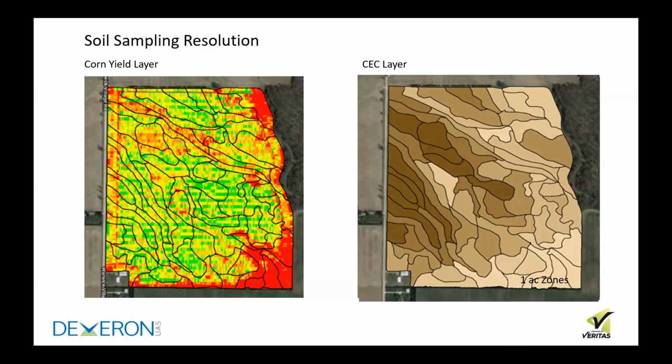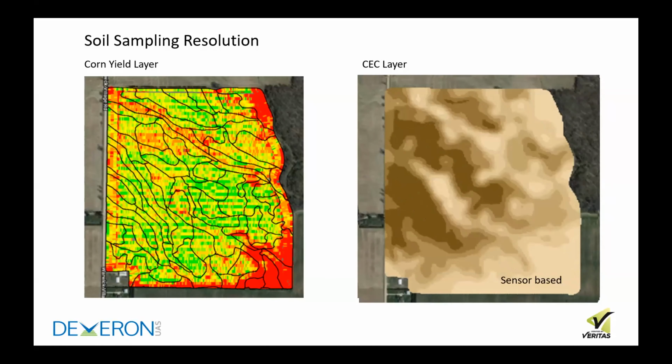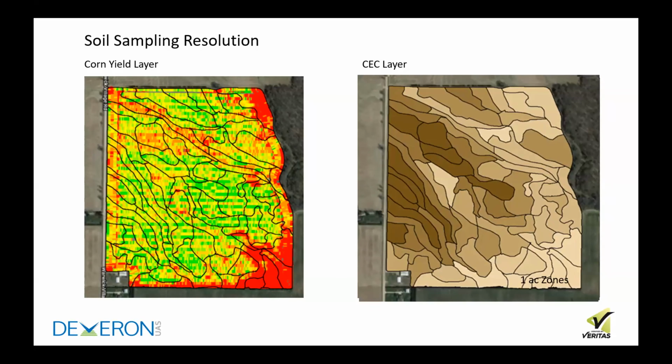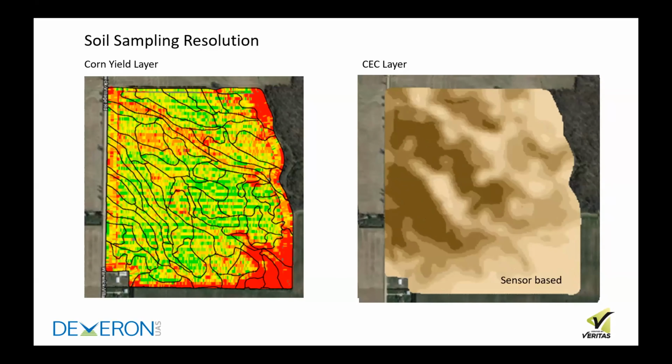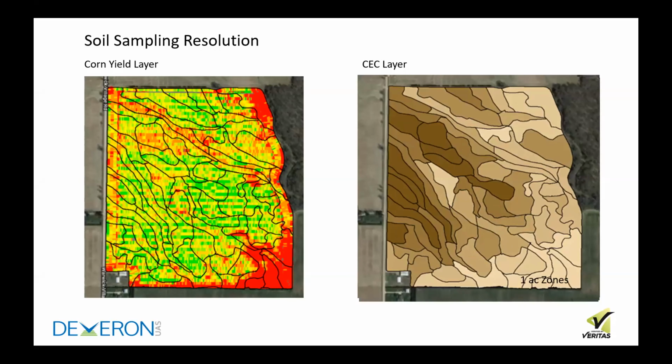You can even get down to the 1-acre zone or polygon, which is probably the most accurate in the polygon method. But again, that is also very expensive. You can see the similarities between the sensor-based sampling and the 1-acre polygon, that they are quite similar in terms of the variation across the field.